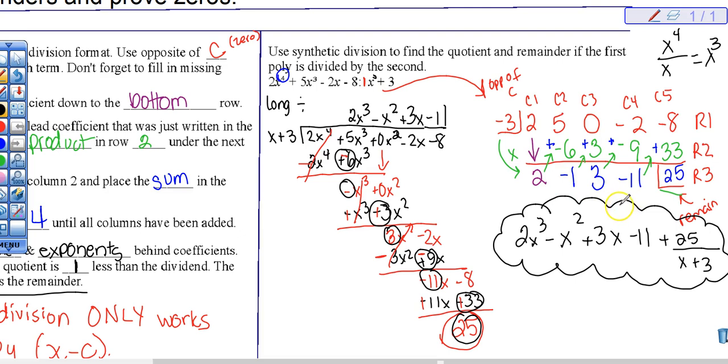Now, sometimes people will ask me after I teach this lesson, Mrs. Frame, I still don't understand where to put the exponents. What do I do? Here's what I'm going to tell you. The last row is your remainder. The column right next to it is your constant, so no x. This one's your x to the first, this one's your x to the second, this one's your x to the third.